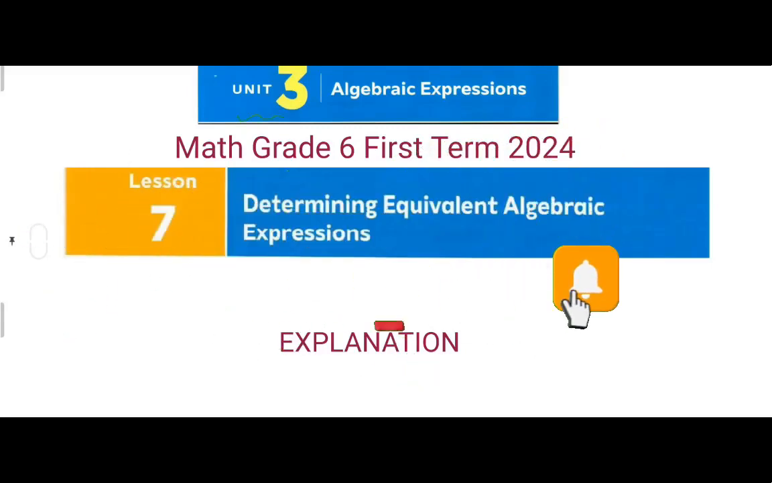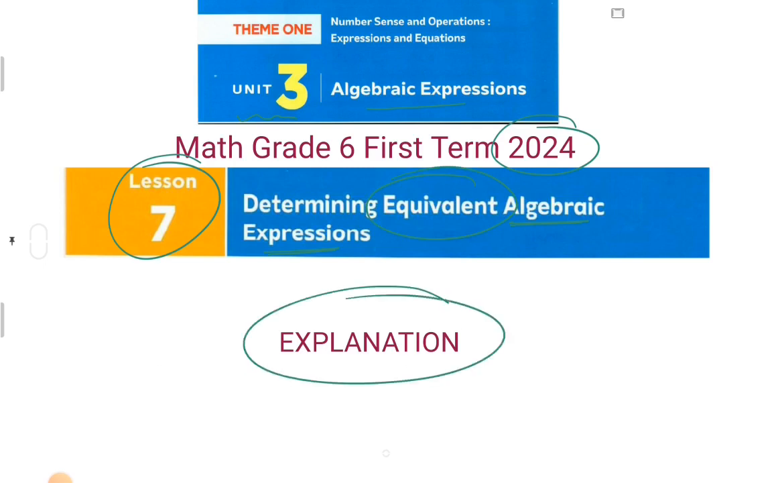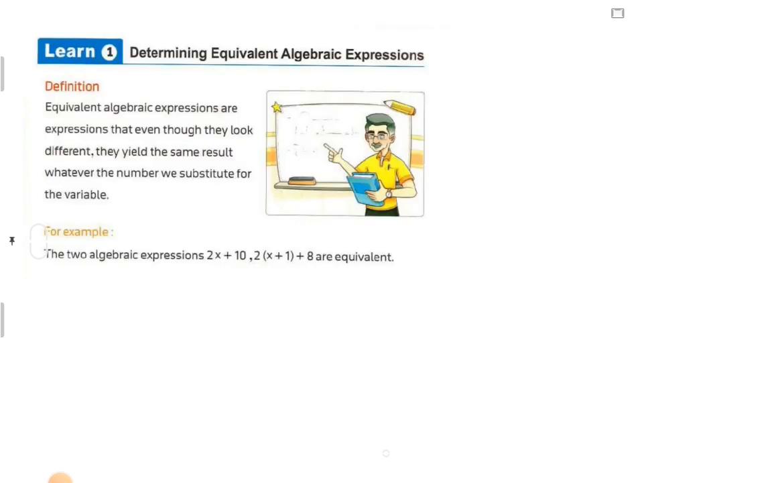Welcome to Unit 3, Algebraic Expression, Math Grade 6 First Term 2024. And this is lesson number 7, Determining Equivalent Algebraic Expression. We know about algebraic expression, but we will know when they are equivalent to each other. This is part of explanation. Now, determining equivalent algebraic expression.